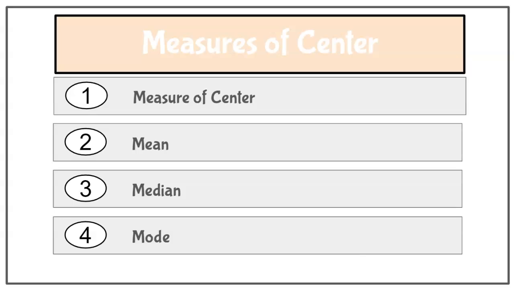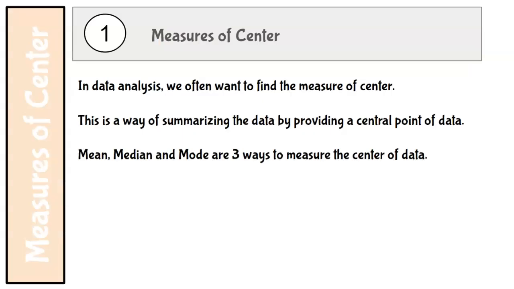In this lesson, we're going to talk about measures of center. We're going to talk about the mean, the median, and the mode. In data analysis, we often want to find the measure of center. This is a way of summarizing the data by providing a central point of data. Mean, median, and mode are three different ways that you can measure the center of data.